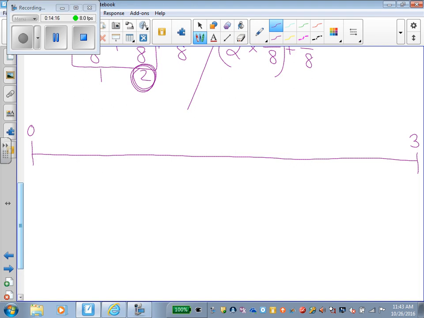On the top of what line? Right here? No? So where is it going to be? The one right beside the 0?